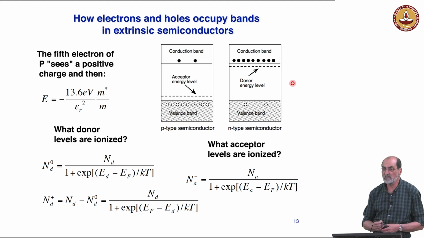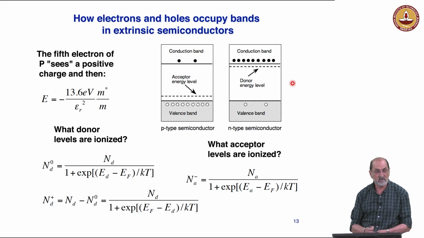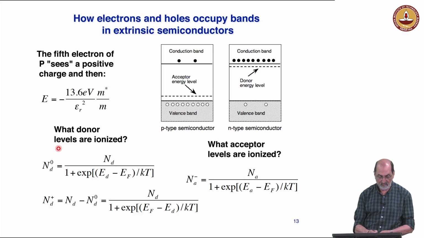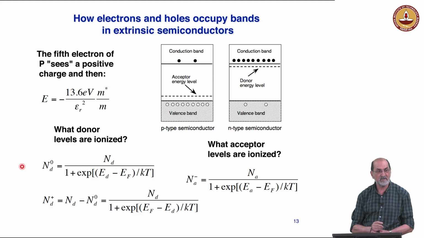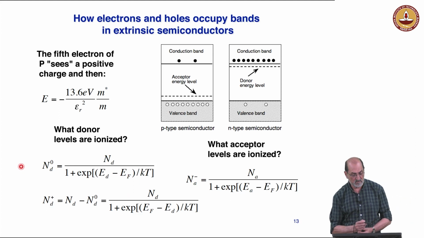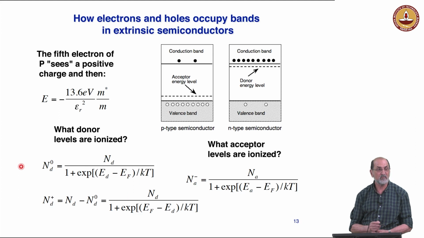Well, that is related to where the Fermi level is and where the donor level is. So we can apply the Fermi-Dirac probability for them to be occupied, which is 1 over the exponential of the donor level minus the Fermi level. So this is going to give us the density of donors which are going to be occupied. But what we really care about is the number of donors that are going to be unoccupied.